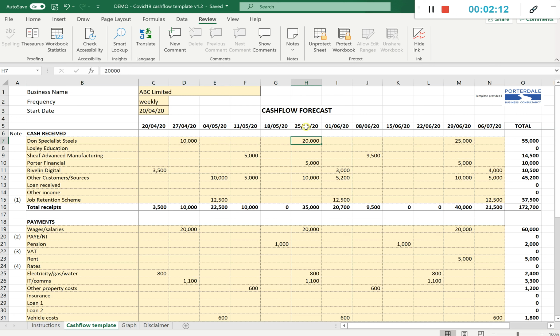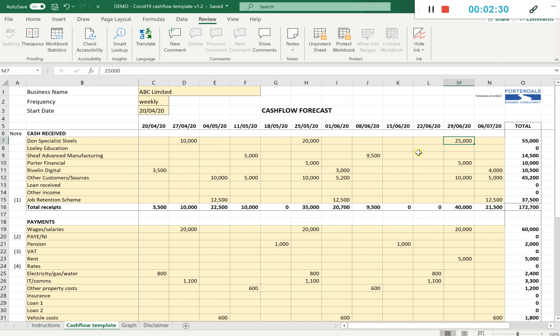And don't forget, we've got this in weekly mode, and these are the week starting dates. So week beginning the 27th, we're due £10,000. Week beginning the 25th, we're due £20,000. And we'll say that this invoice is about to go out.